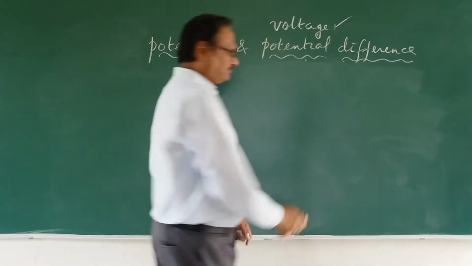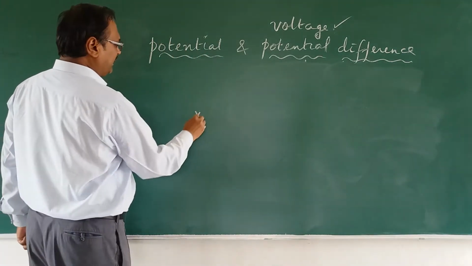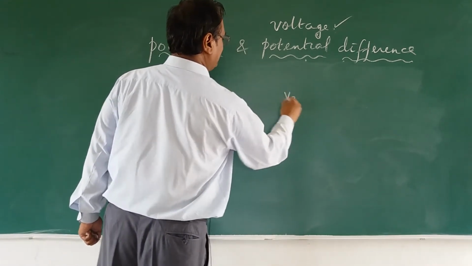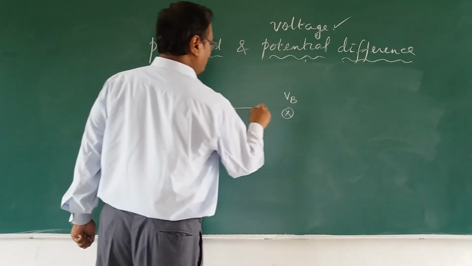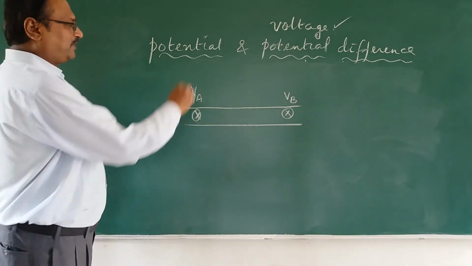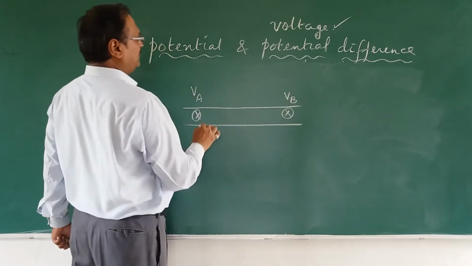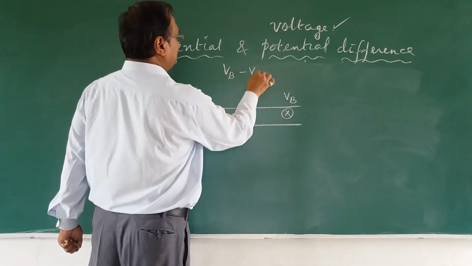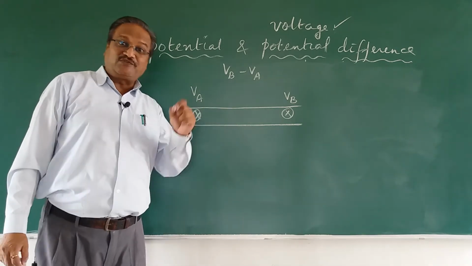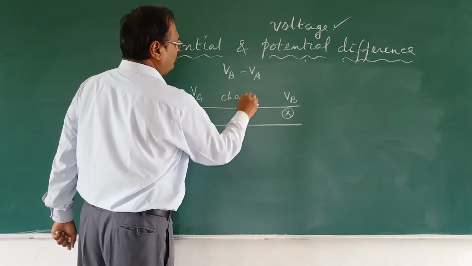Now I was telling there that there is a point A, this is VA, and there is another point here which is VB. Now let me think there is a piece of wire. These are the 2 points. The potential at this point is VA and the potential at this point is VB. So VB minus VA is the potential difference. Now why do you need this difference? If there is no difference, the charge will not flow.